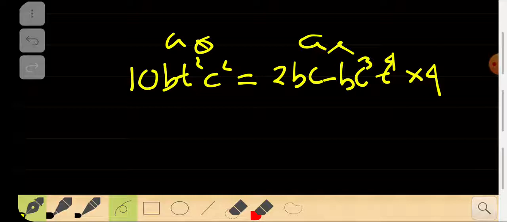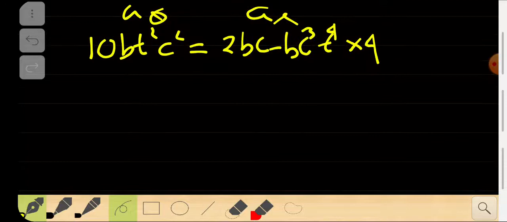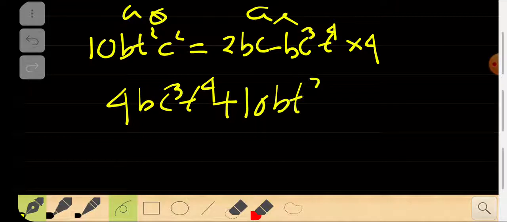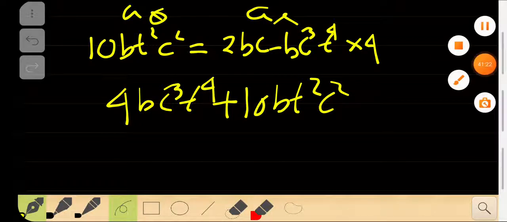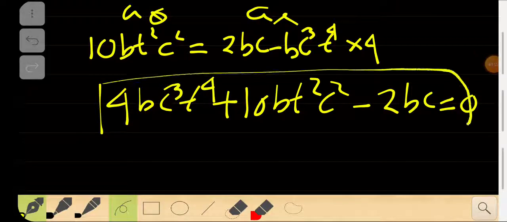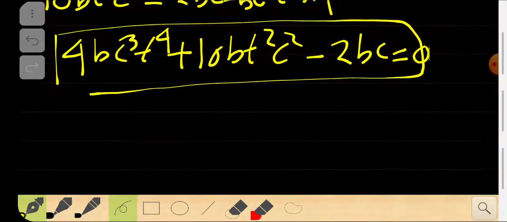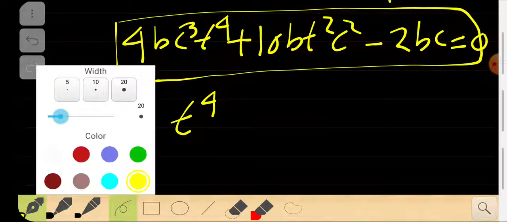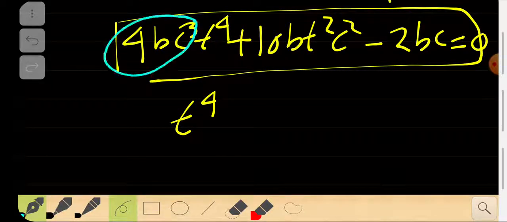So this might require a bit more arithmetic than we have imagined, but let's do this anyway. You can rearrange this equation in a simpler way, and you can write 4bc cube t raised to 4 plus 10b t square c square minus 2bc will be equal to 0. I just rearranged that, and now I can simplify this and divide this whole thing by 4b.